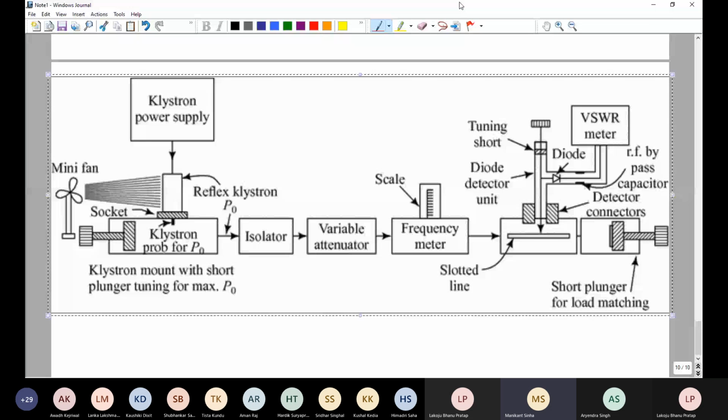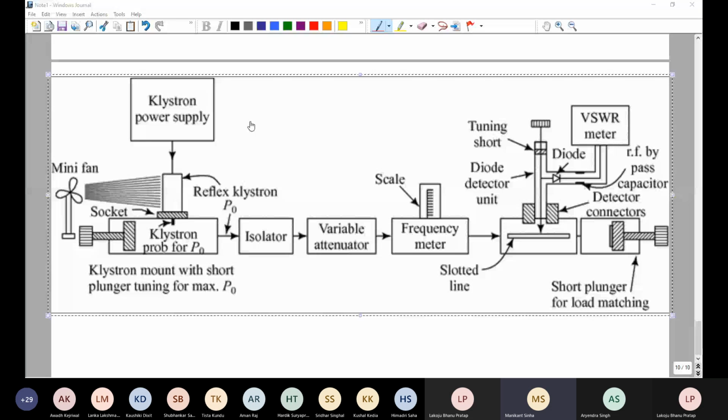Okay, so using the probe, you actually capture the microwave power, and then this circular waveguide is excited using this probe. Okay, and then you see you have a tuning short on the top. By adjusting that tuning short, because you all have studied the maximum power transfer theorem, you have to match the impedance properly for transferring the maximum power from the source to the load.